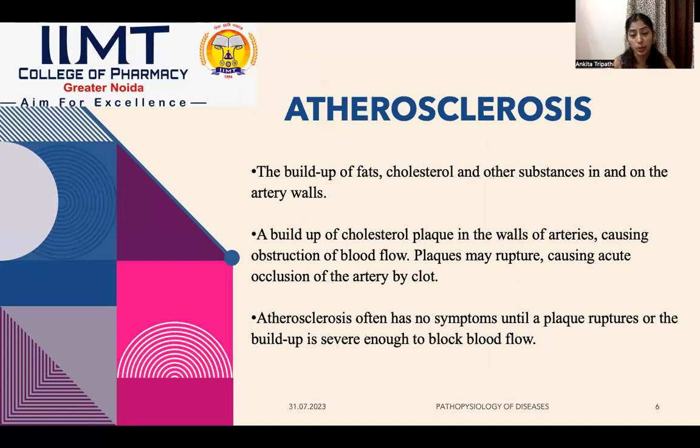Now coming to the second point, that is atherosclerosis or arteriosclerosis. In simple terms, I can say that when plaque, fat, cholesterol or any other substances build up on the arterial wall, it is known as arteriosclerosis. In short, how it happens, it is generally linked with the RAAS system.